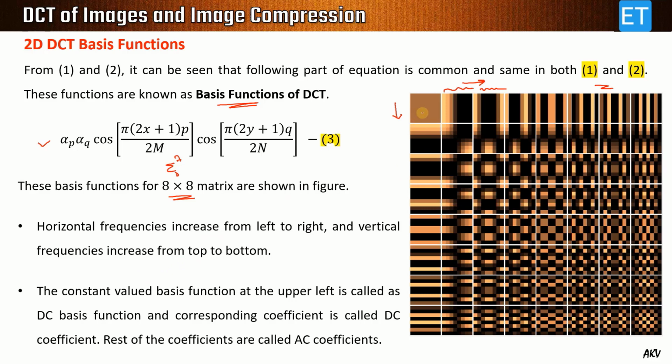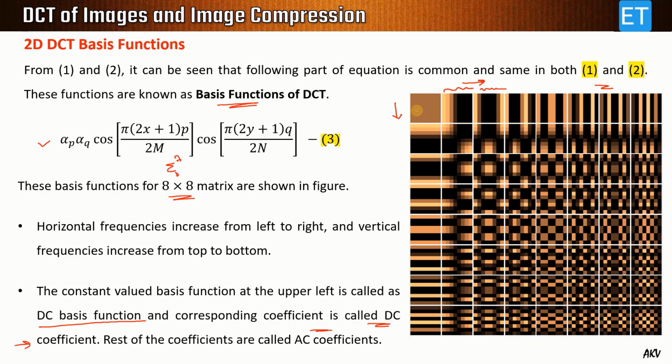So this first part is a constant matrix, which is known as the DC basis function, and it can be used to compute the first DCT coefficient, which is also known as the DC coefficient of DCT. While other coefficients are known as AC coefficients, because in the first coefficient we get a constant value.